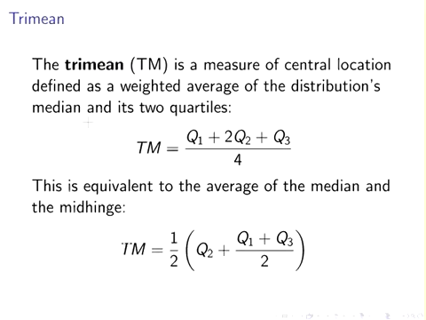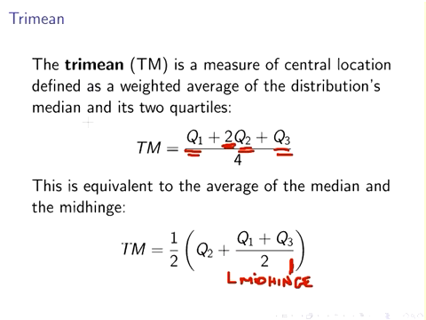Lastly, what we're going to do is look at the trimean. So this is a measure of central location, also defined as the weighted average of the distribution's median and two other quartiles. So we have Q1 plus 2 times Q2, that's the median, plus Q3, and divide that by 4. So we're counting the median twice. Just as a remark, it's actually equal to the average of the median and the mid-hinge. This is the mid-hinge here, if you recall. So that part there.